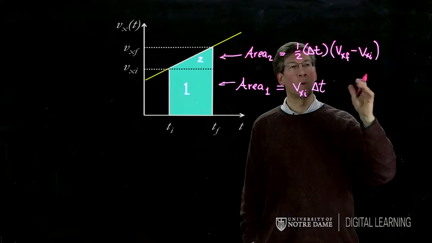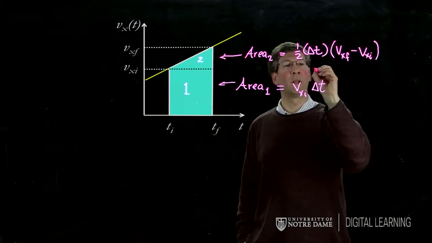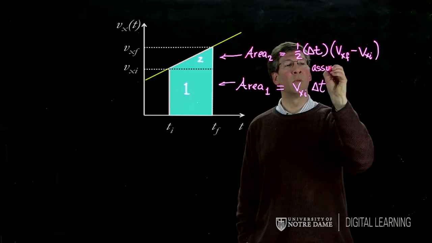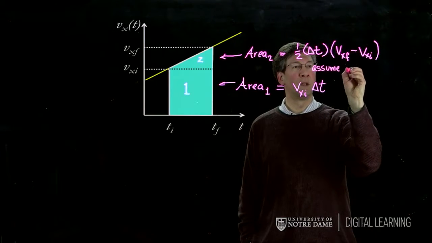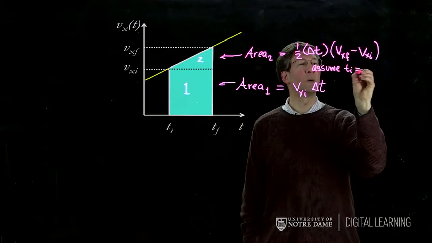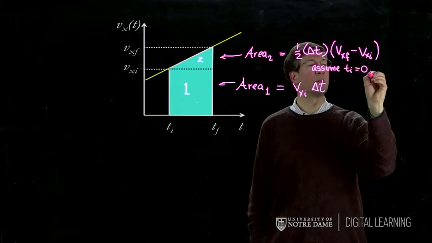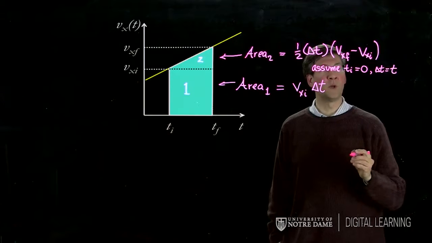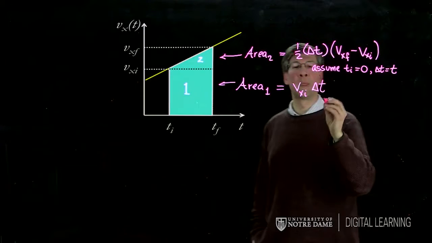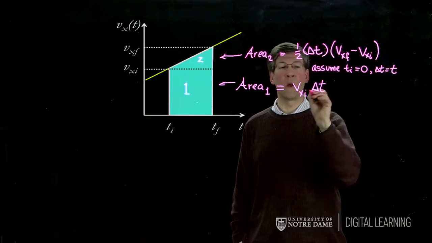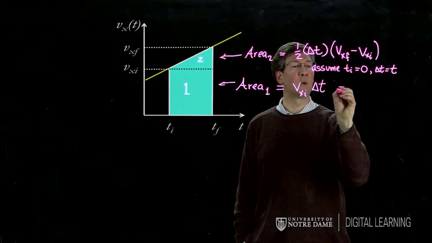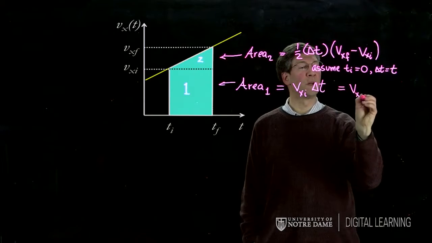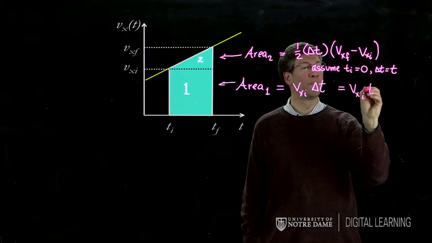So in order to write down equations from this, what I'd like to do is assume, in both cases, that t initial is equal to 0, so that delta t is equal to t. So if we do that for the first case down here at the bottom, then this area 1 is going to be equal to Vx initial times time.